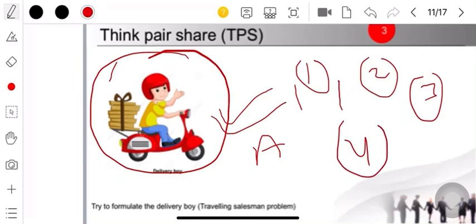So after delivering from 1 to 2, 2 to 3, 3 to 4, 4 to so on, he has to deliver the items at various delivery stations, and after delivery he has to return back to A. So what should be the shortest path that the salesman should choose to deliver the material? This will be an application of linear programming problem.